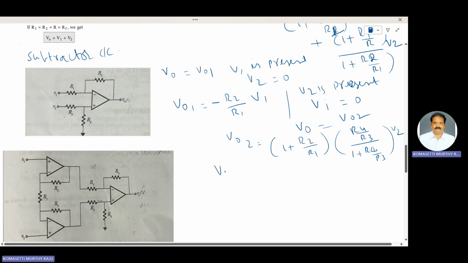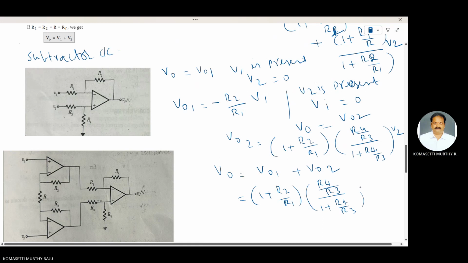Therefore, the output voltage when V1 and V2 are acting alone is V01 plus V02. You write down this expression: 1 plus R2 by R1, R4 by R3, 1 plus R4 by R3 into V2, minus this one, R2 by R1 V1.